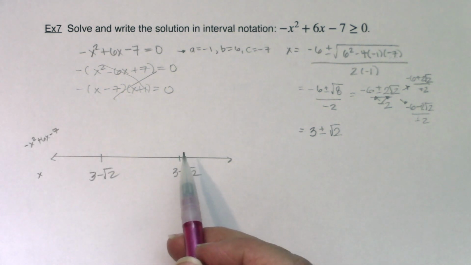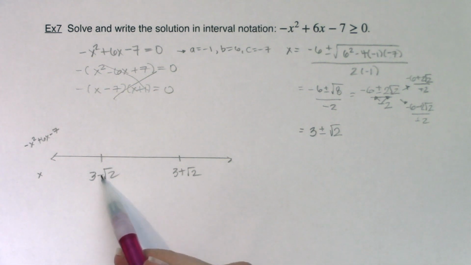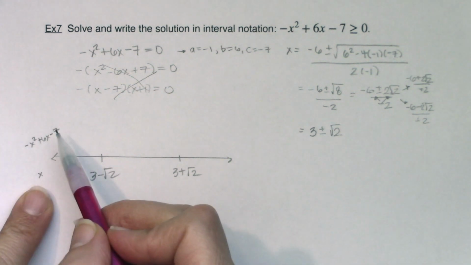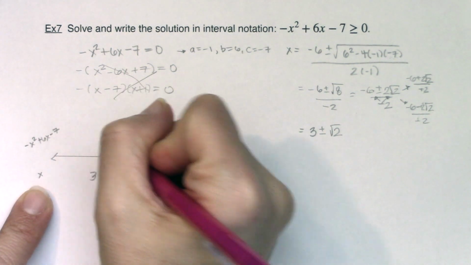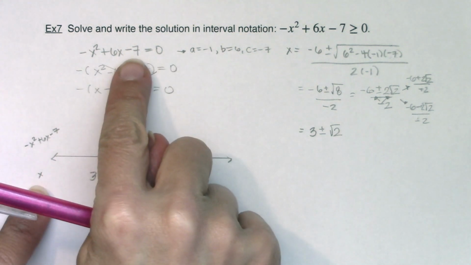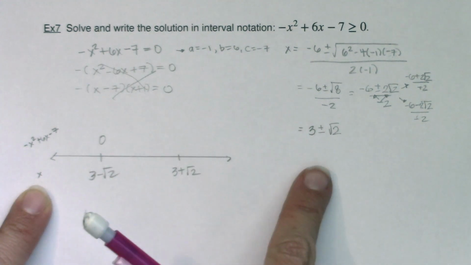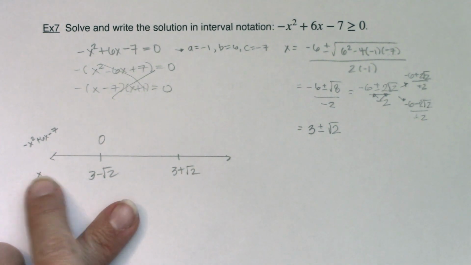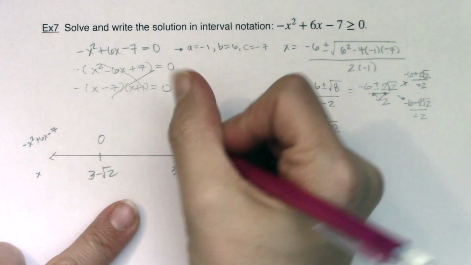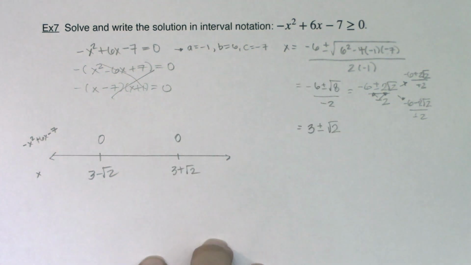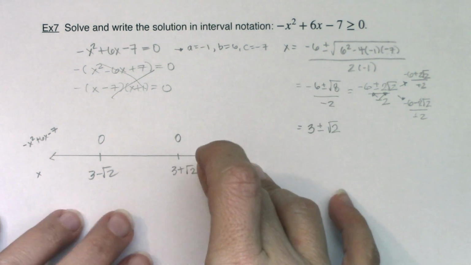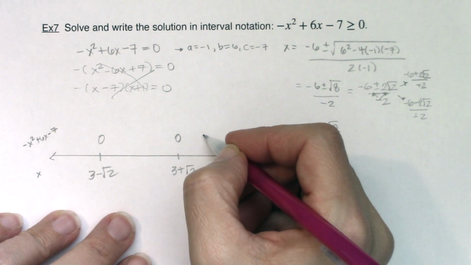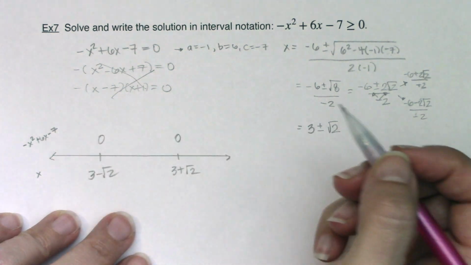Okay, but when x was 3 minus root 2, this expression was 0. That's how we found it in the first place, right? We set this equal to 0 and got these two x coordinates. Same with 3 plus root 2. When x was 3 plus root 2, this expression was 0. Okay, so then what I need to do is figure out, do I put a plus or minus here, plus or minus here, plus or minus here?